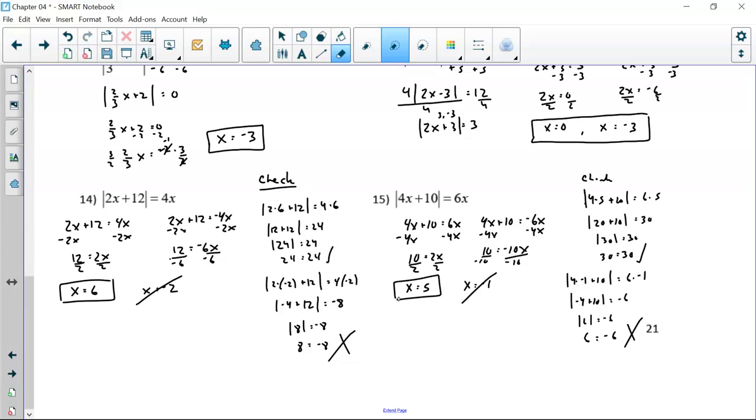Be careful with that. Don't always just throw out the negative. There are cases where the negative value is the actual answer. So don't just throw them out. Always check for extraneous and let the math do the work for you. And that is solving absolute value equations. The key there, solving absolute value equations, writing two equations to get rid of the absolute value bars.